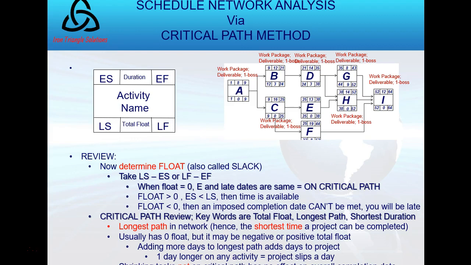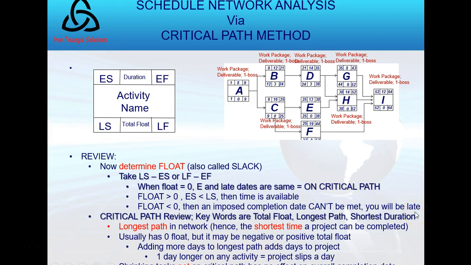We talked about float there. Critical path, just as a review. Remember, we're looking for the longest path in the network, hence the shortest time I can do a project. It usually has 0 float. It may actually have negative float. As a project manager, especially on the certification exam, you would want to fix that. Do something about it. But that's how that happens.